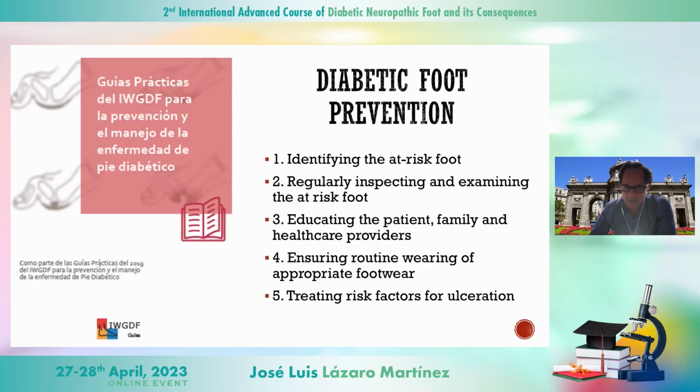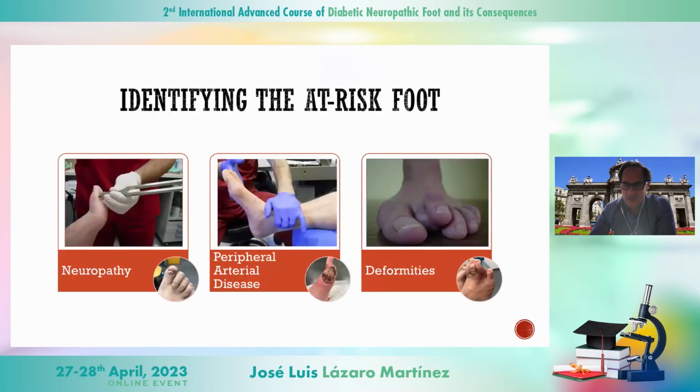What comes with the international guidelines? International guidelines identify different approaches for prevention. You can see here five points in which they develop the strategic plan to prevent diabetic foot ulcers. But the first point is identifying the at-risk foot. And how can we identify these at-risk feet? You can mainly focus on three points: neuropathy, peripheral arterial disease, and deformities.